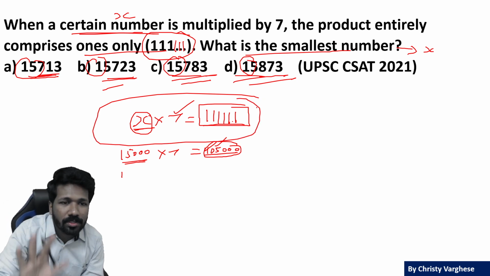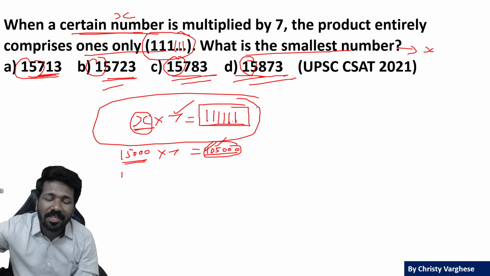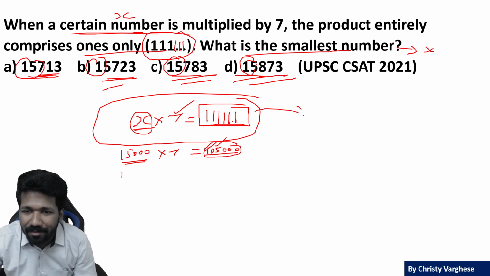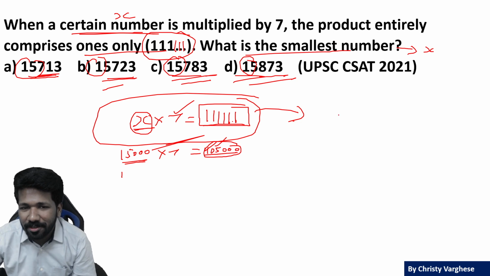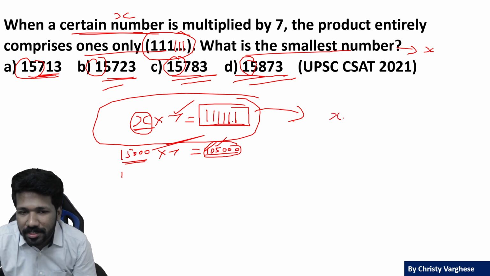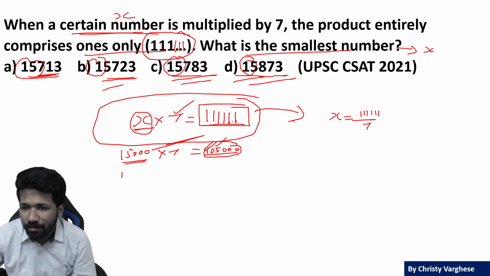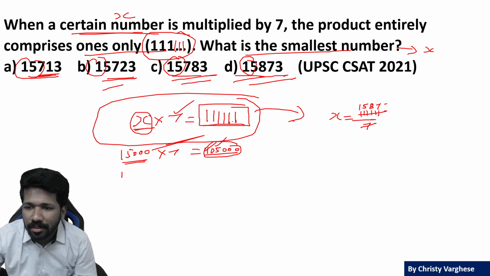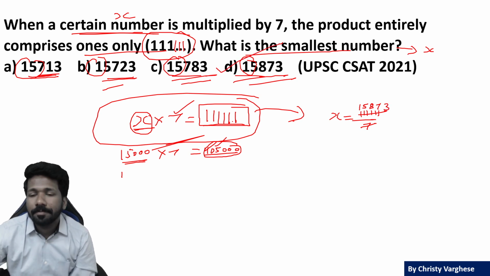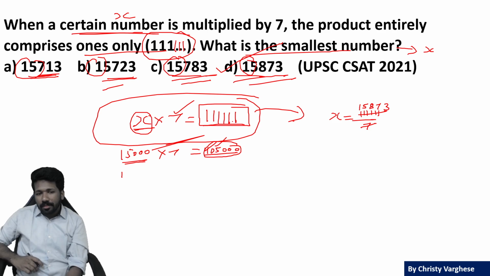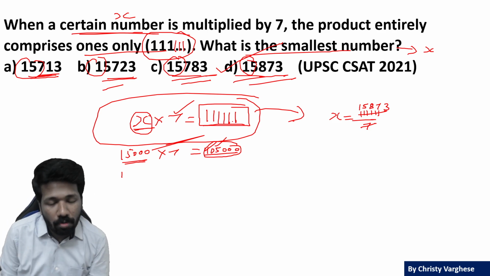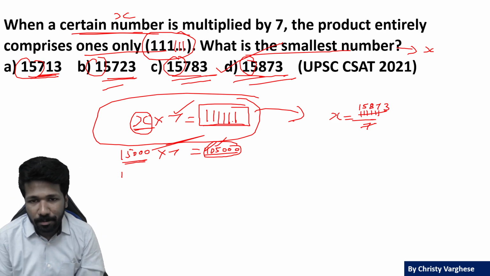Till here we used the rejection approach. Now we are using the selection approach by solving this equation. X into 7 is 111,111. So x is equal to 111111 divided by 7. You can divide it by the short division technique. You will get 1, 5, 8, 7, 3. That is option D. So here actually we used a combination of rejection and selection approaches.